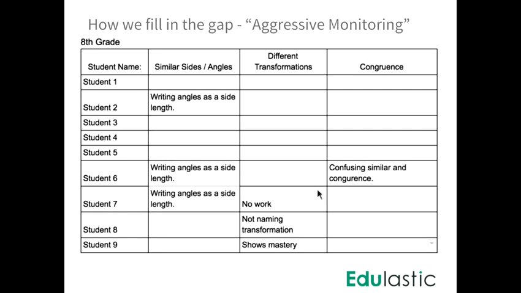Next slide, please. So here's an additional aggressive monitoring form. This is our 8th grade one. Some of the ideas are similar size. This is kind of shorthand, but different transformations and the understanding of congruence. So similar size. If you look at students 2, 6, and 7, and furthermore, I had to cut it off, but there were quite a few students who were writing angles as a side length.